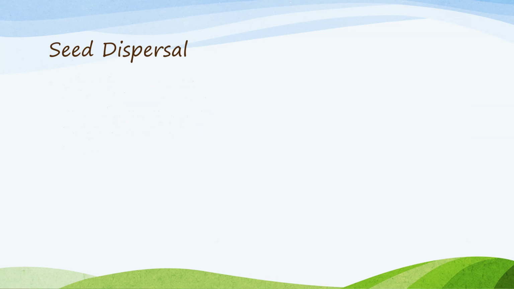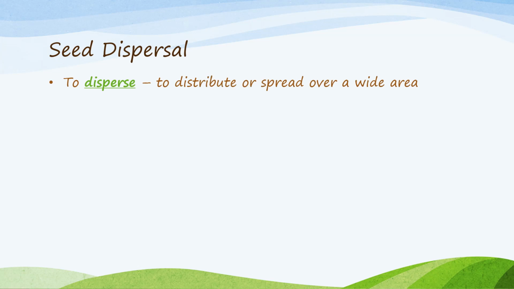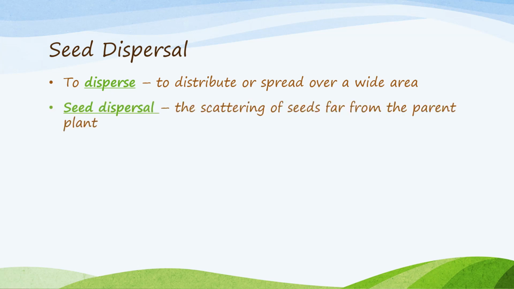In order for plants to establish themselves in new environments and spread out, they have to disperse their seeds. What does it mean to disperse their seeds? To disperse means to distribute or spread out over a wide area. So, seed dispersal must mean the scattering or spreading of seeds far from the parent plant. A seed that is dispersed far from its parent plant has a better chance of survival. Far away, a seed does not have to compete with its parent for light, water, and nutrients.